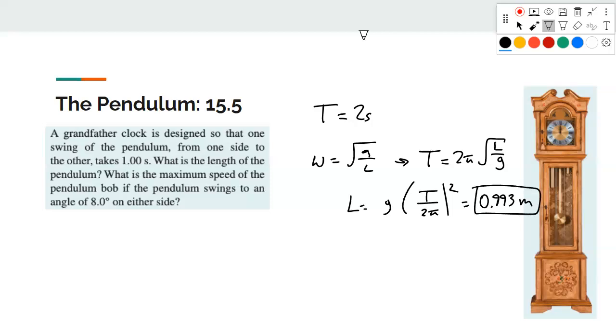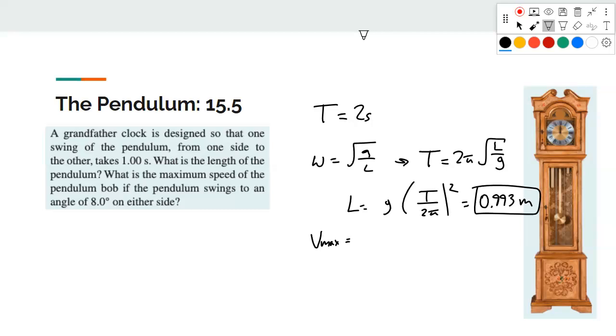This is the actual length that most grandfather clock pendulum systems are tuned to be at. So that's why they're this size, basically. And then what is the maximum speed of the bob if the pendulum swings to an angle of 8 degrees? So we can just use our same Vmax equation.